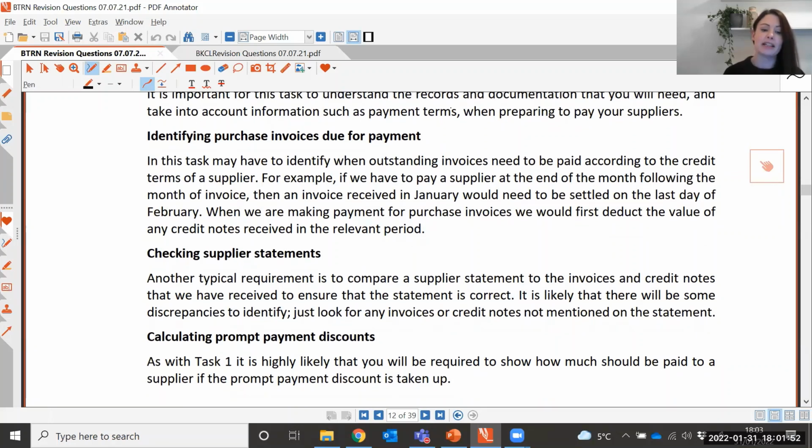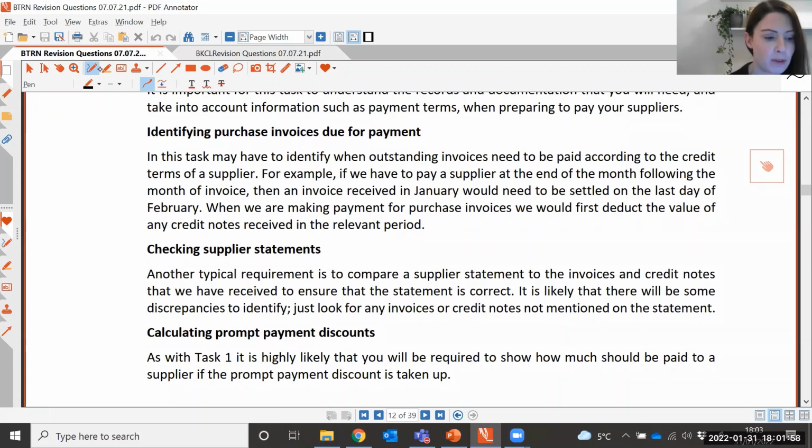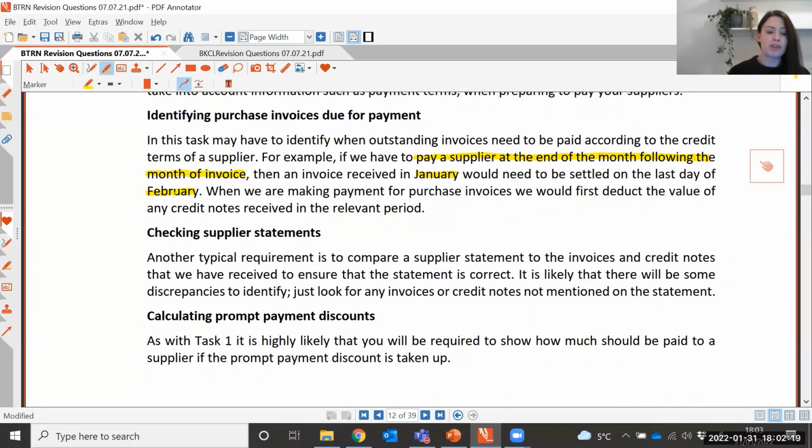So it could be that you need to pay a supplier at the end of the month following the month of invoice. So any invoices that you receive in January would need to be settled on the last day of February. And just remember, with this kind of task as well, any invoices would need to be added on, and then if there's any credit notes for any goods in which we've returned to our credit suppliers, we would need to deduct them.